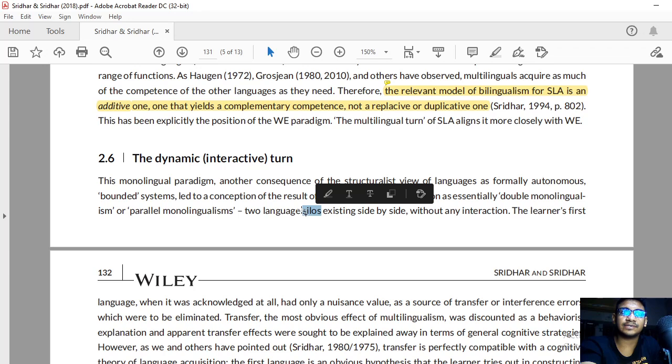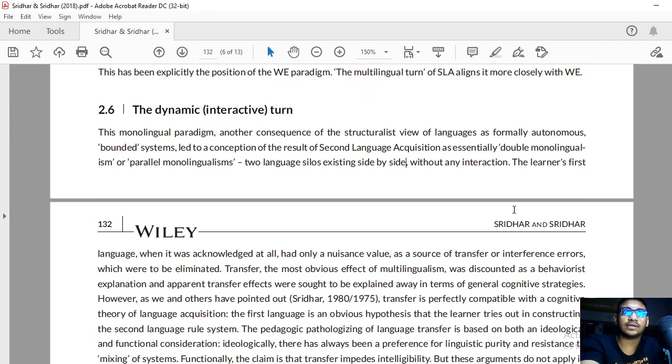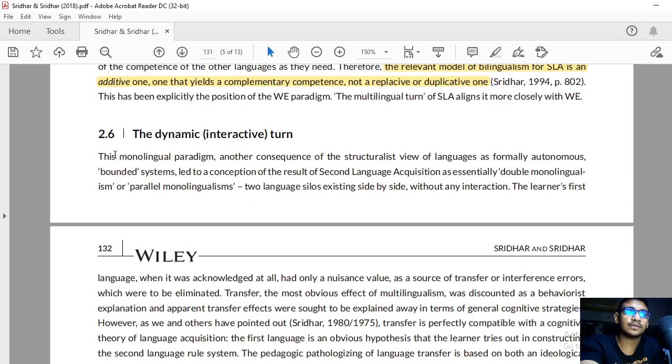The connotation here being that it's dangerous if they mix. So when they mix, there can be interference, like pronunciation interference, but at least they will be different, like 1, 2, 3, 4. They will be side by side and not interacting with each other. So that is the static view, and that was the former view before World Englishes changed that perspective. So World Englishes has brought in the dynamic and interactive turn, right? So I think you understand what I'm trying to say here: before it was a static and not interactive turn, but now it has become the dynamic and interactive turn.